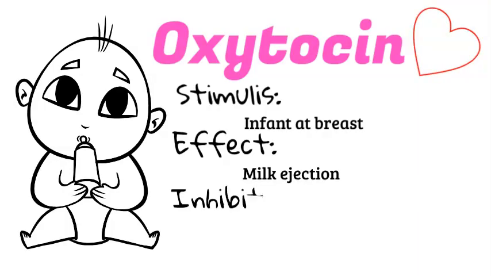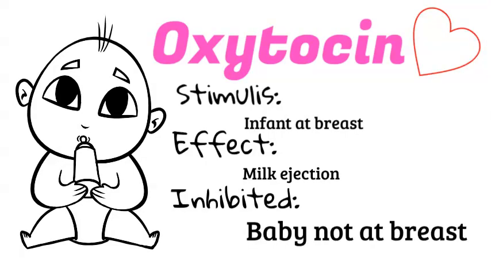Remember, oxytocin makes you feel love as well. So you're nursing this baby, it's 2 in the morning, and you just look at its little face and it's so cute and you love it so much because you're releasing oxytocin. This occurs until it's inhibited, and that will happen when the baby is no longer at the breast.